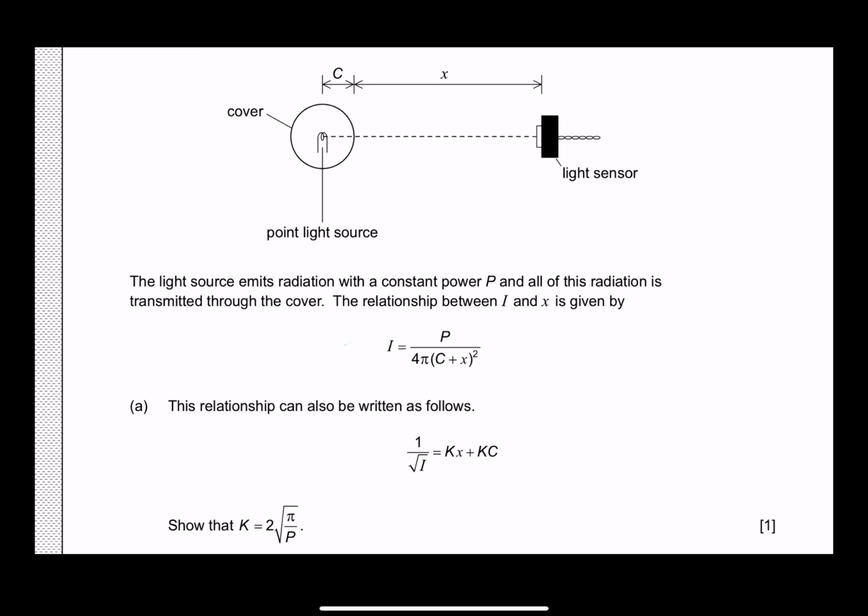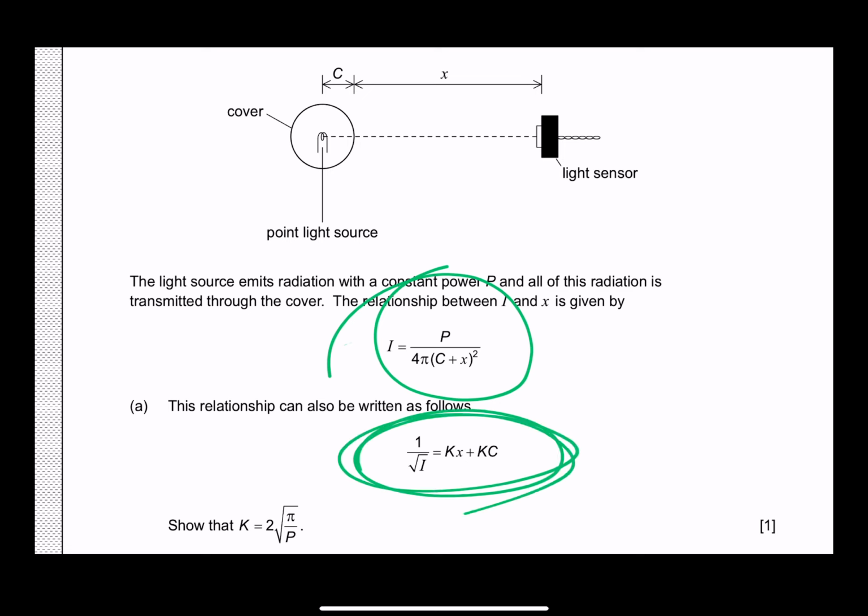The first one here, but also since I'm looking at a y-axis of 1 over radical I, I'm really more concerned with this one right here, and so I'm looking at this C constant, which would be, again, the radius of the cover around a point light source.